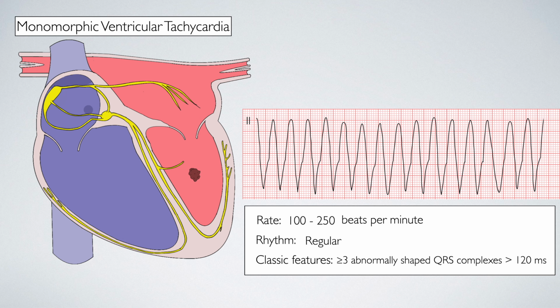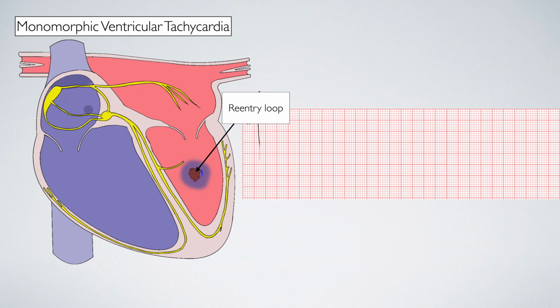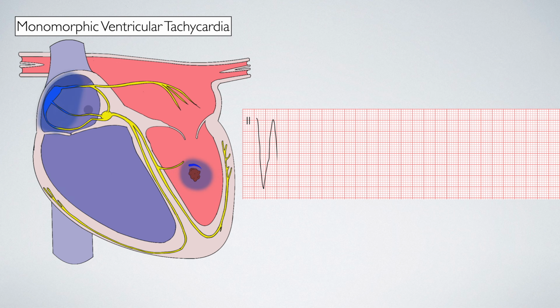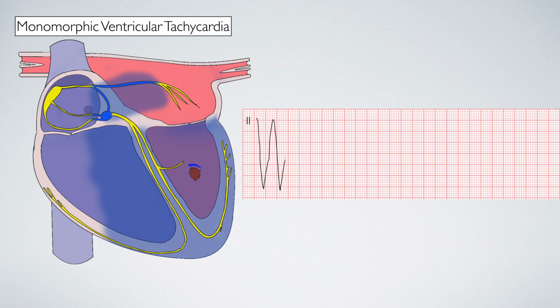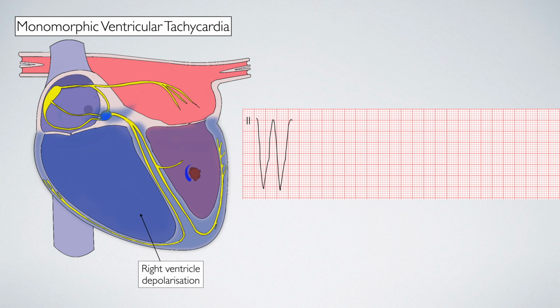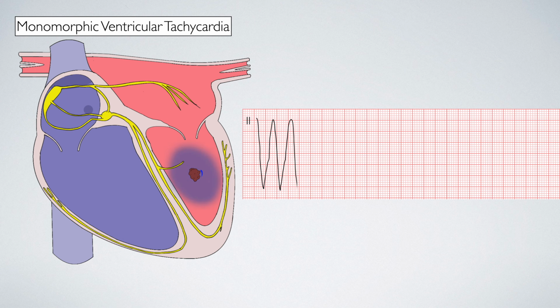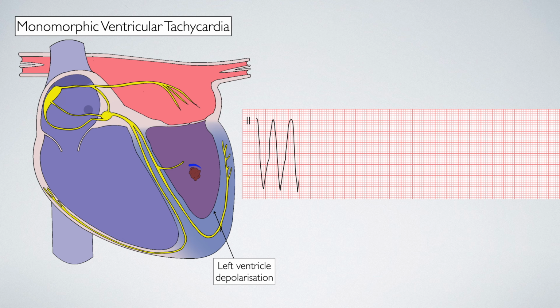This most commonly occurs around injured areas of the myocardium caused by ischemia, such as an infarction scar. The re-entry loop produces waves that pass through the ventricles. This produces broad complexes on the ECG trace. As the wave front moves towards the right ventricle, there is an upward deflection on the ECG trace, producing an R wave. And as the current moves back towards the left ventricle, an S wave forms on the ECG.